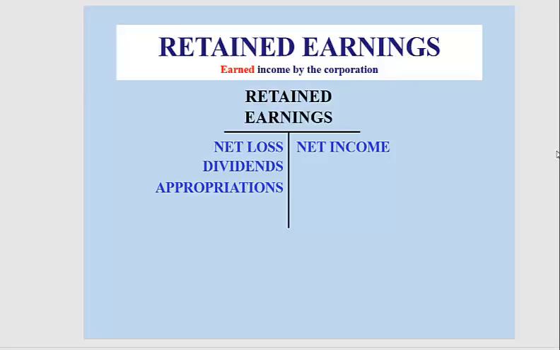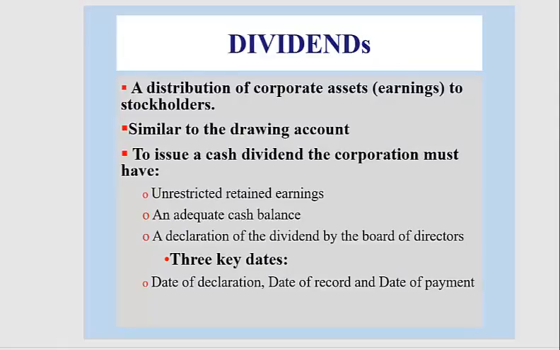Keep in mind that this is a capital account, so its normal balance is a credit. The only way to increase retained earnings is through the corporation's earnings or net income. Notice that net income is the only credit to retained earnings. Retained earnings is decreased with a debit by net losses, dividends, and appropriation, which we'll look more closely at a little bit later. Let's take a look at dividends.